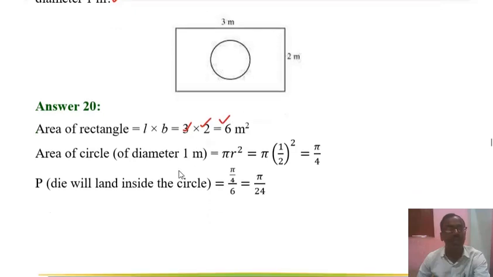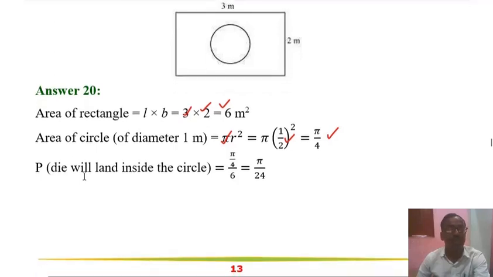meter square. Area of circle of diameter 1 meter: we know that the formula for the area of a circle is pi r square. Now we put in the value of r. R is half of the diameter and here the diameter is 1, therefore the radius will be 1 by 2. After the calculation, we get pi by 4.